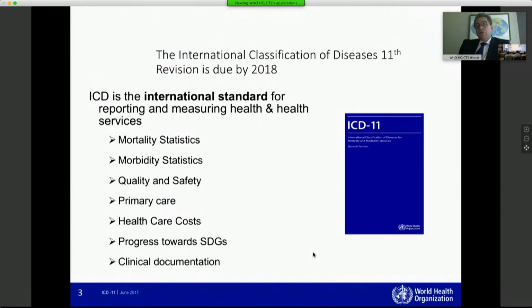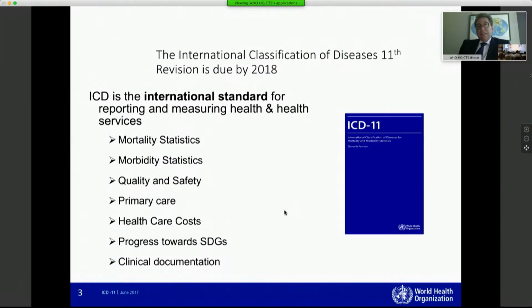So, all of you know that ICD is an international standard. This means it's implemented in some 110 countries, and in many countries it's used for mortality, in many others for morbidity. A new application is quality and safety, which becomes increasingly important in the whole context, and ICD-11 also is useful and usable for primary care now. Healthcare costs are driven by the ICD, and the progress towards the Sustainable Development Goals is monitored with the ICD, not to talk about the clinical documentation and related algorithms that check substance interactions and other relevant aspects.